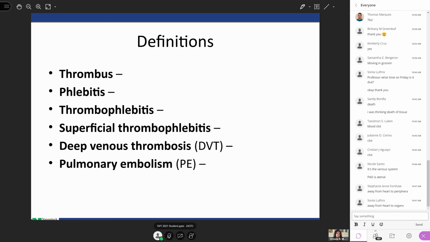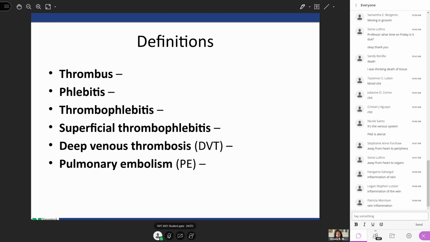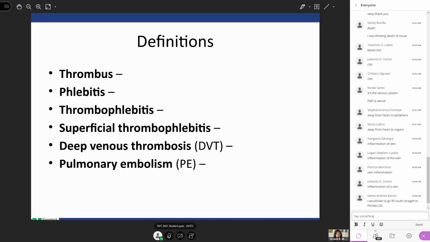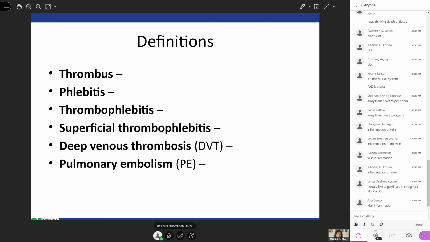What is phlebitis? Itis. Inflammation of the vein. Excellent. So let's put the two together. We get a thrombophlebitis. We get a blood clot in the vein. So there's a superficial thrombophlebitis, that is a clot near the skin surface, versus a deep vein thrombosis, which is located deep in the muscle, the veins that run into the muscle. So it's deeper, versus a superficial one. Superficial ones are not usually that much of a problem. It's the deep vein thromboses that are much more of a problem.